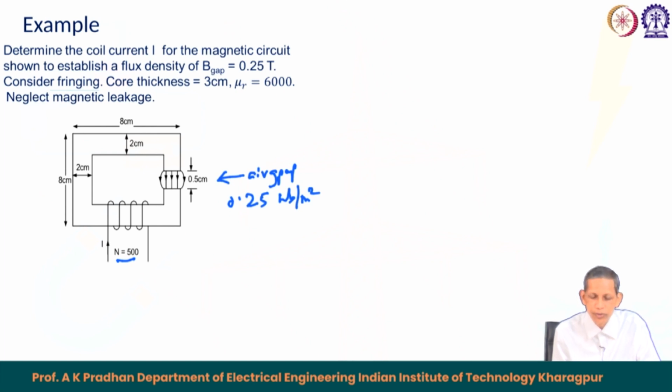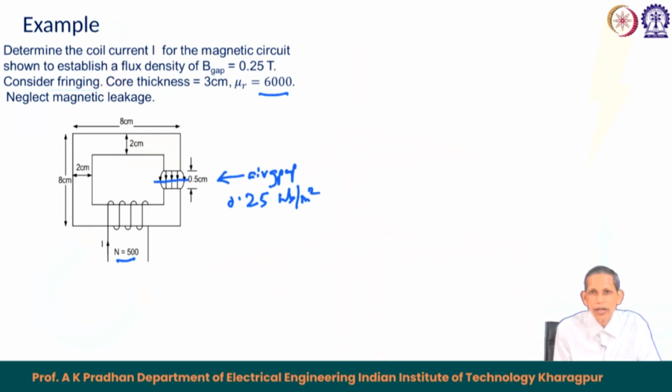How to accommodate fringing, that we will see. Core thickness 3 centimeter. So, the width of this one is this and depth is 3 centimeter, mu r is 6000 for the core, and neglect magnetic leakage. So, whatever flux is produced by the coil goes through the core and passes through this one. When you have fringing, as you know earlier also, fringing means the flux bulges out here.